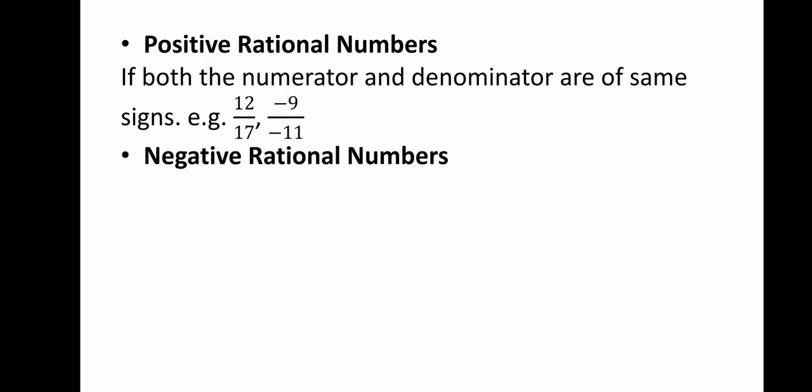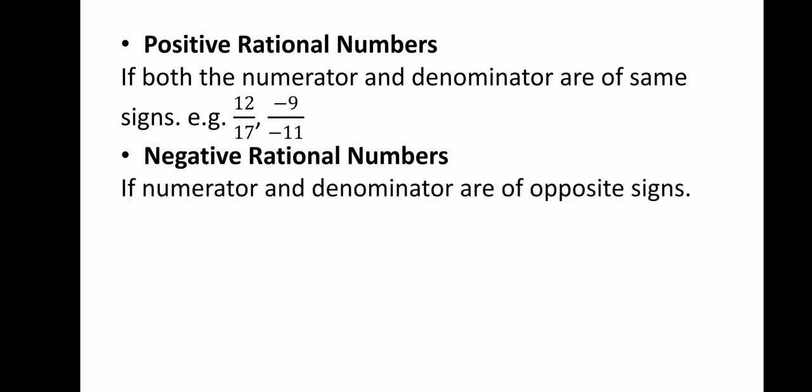Next type of rational numbers are negative rational numbers. So what are negative rational numbers? If the numerator and denominator are of opposite signs. It means if the numerator is positive, the denominator needs to be negative, or another case can be if the numerator is negative, the denominator needs to be positive.